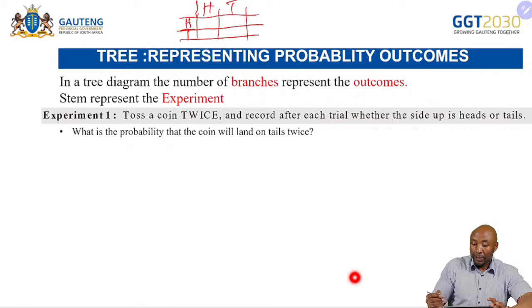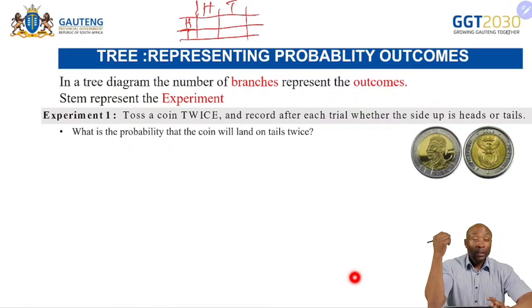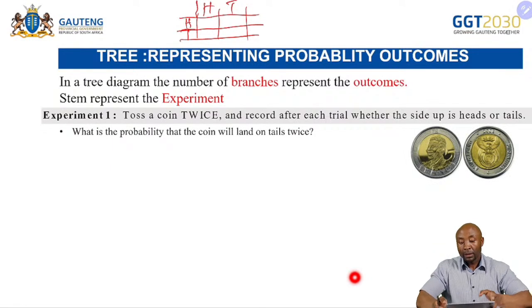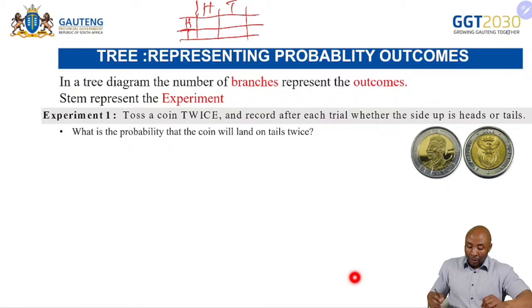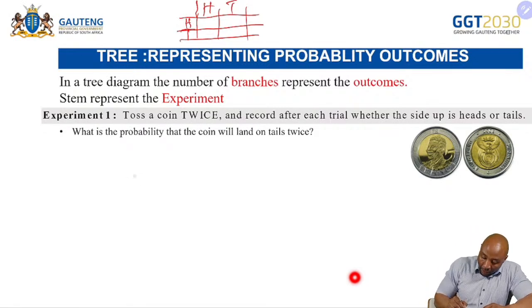So let's look at our coin. It has 2 sides, heads and tails. Remember, our branches will represent our outcomes. So I will have my tree diagram. It starts with the stem, we say the toss.